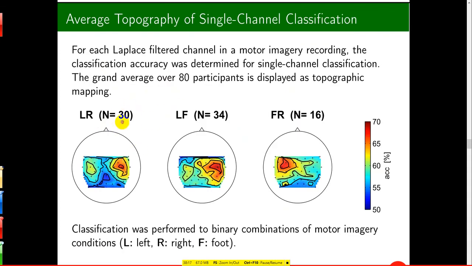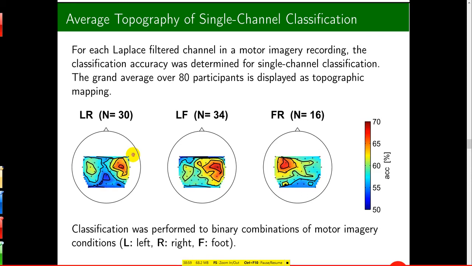Filter channel in a motor-imagery recording, the classification accuracy was determined for a single channel classification. So over 80 participants, in this experiment the authors have taken each channel as one input to the classifier. If you have 30 channels, you run your classifier just taking one channel's data and estimate accuracy. All 30 channels, you do 30 classifications. And then you plot the accuracy as a topo plot. And the color represents the accuracy.